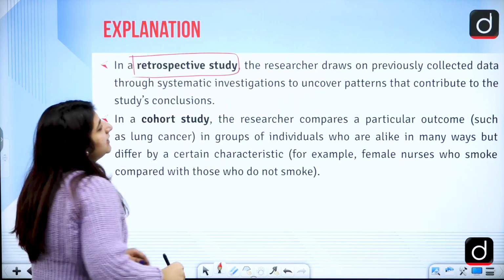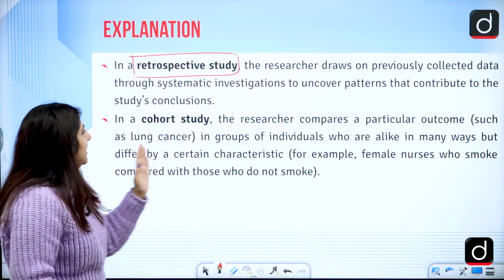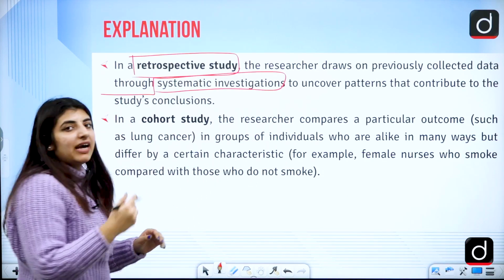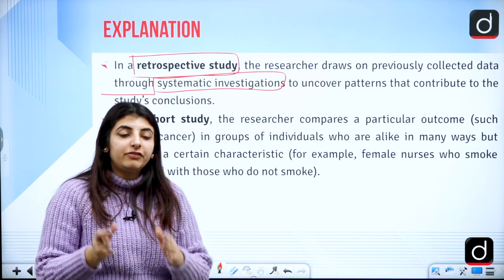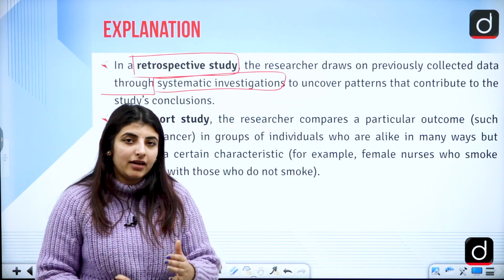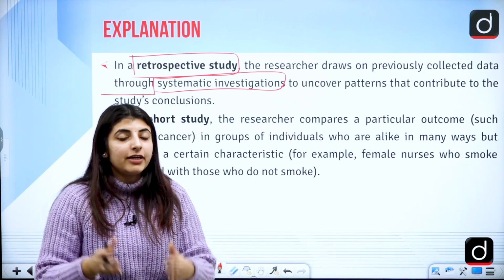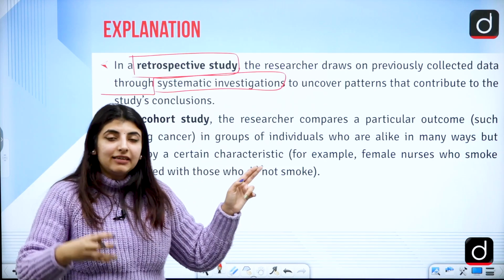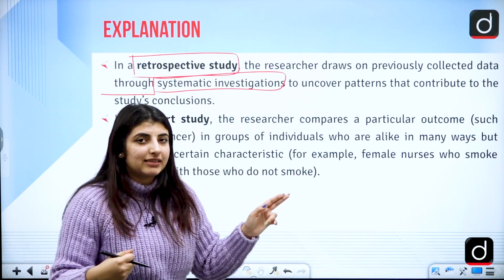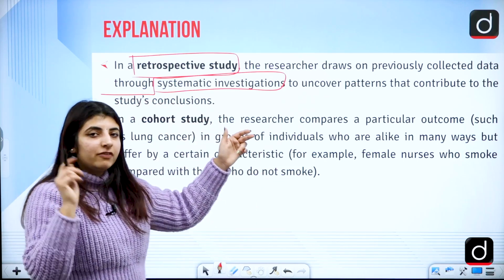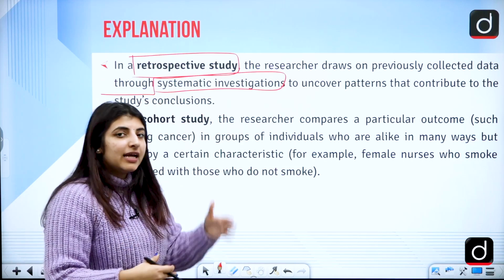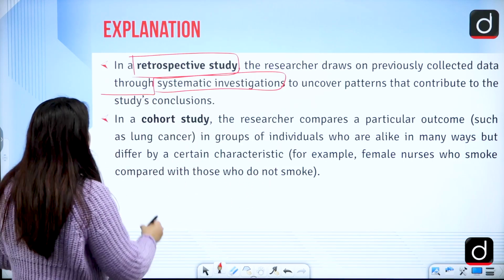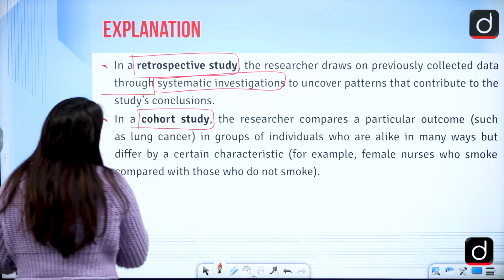In a retrospective study, the researcher draws on previously collected data through systematic investigations to uncover patterns. He will observe if there were certain patterns in a particular person, and uncover those patterns by seeing the data which was previously collected. That is what retrospection is. Same is the case here: the study is previously done, and past events will be the focus.